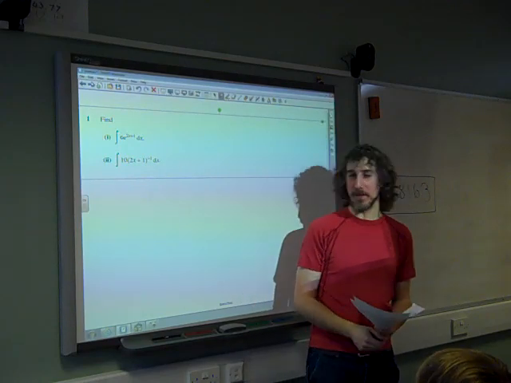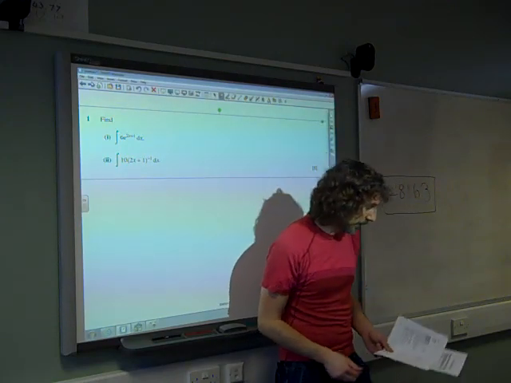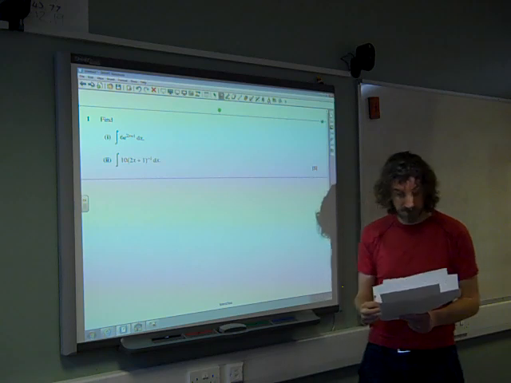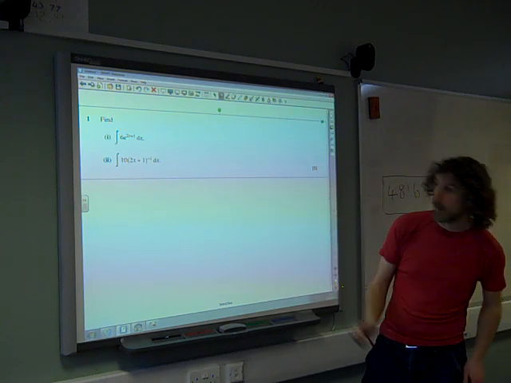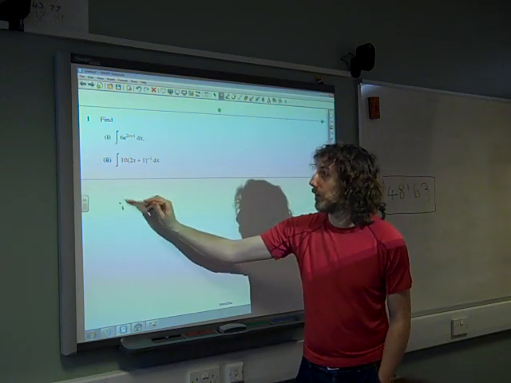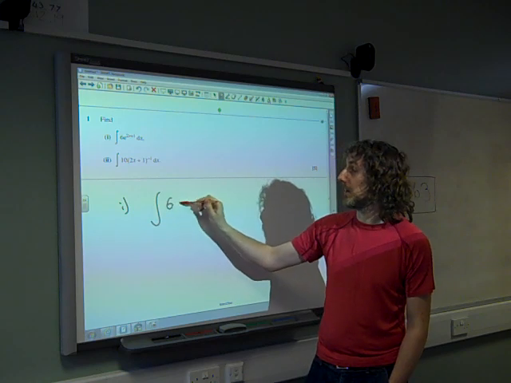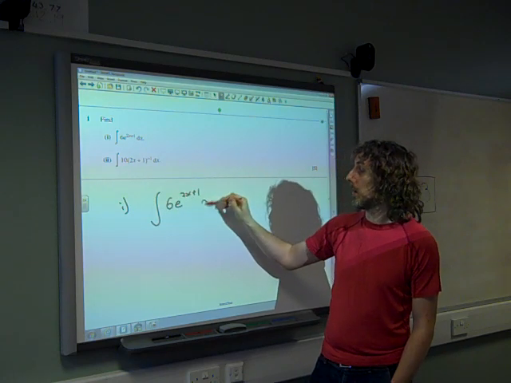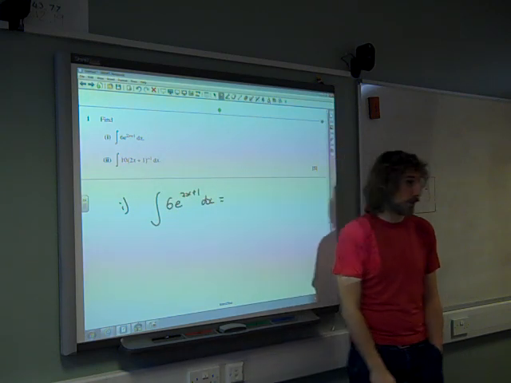Right, so we're on question 1, doing some nice little integration bits with this. First one, the integral of 6e to the 2x plus 1 dx. We've got our poster with all our rules of integration.